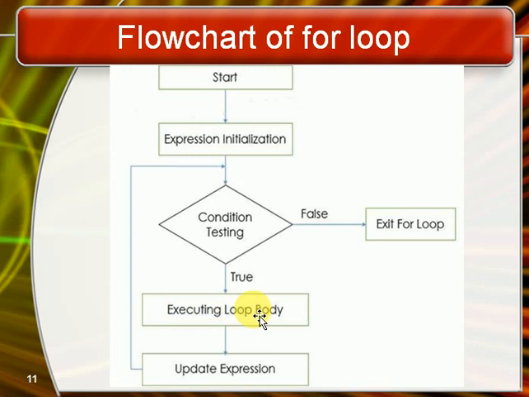After executing the body of the loop, the update expression is evaluated, and then control is transferred back to the condition part of the loop. Then this condition is evaluated again. If it's again true, then the body of the loop and the update expression are executed, and if this condition is false, then we will exit from the body of the for loop. The process is repeated until this condition becomes false.